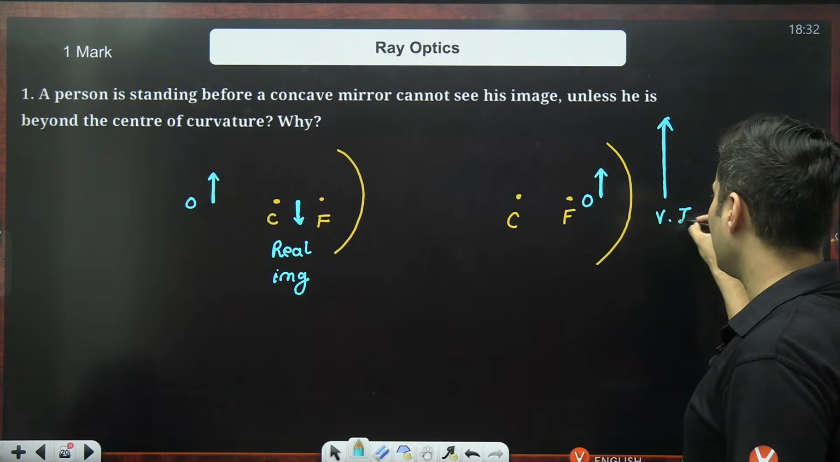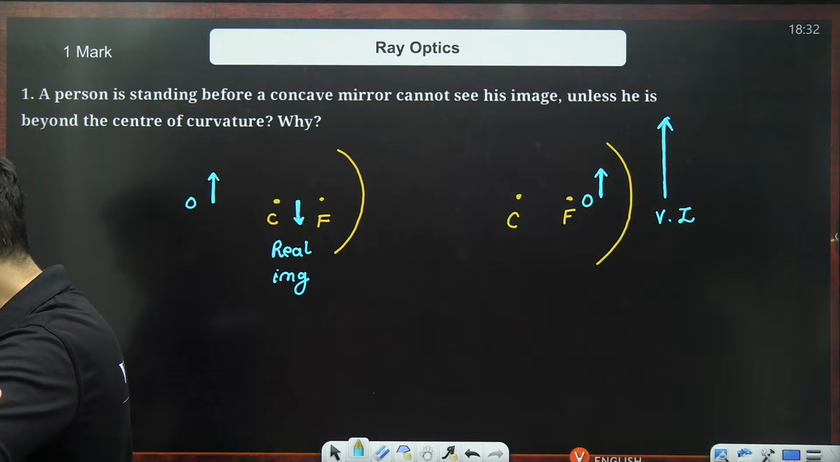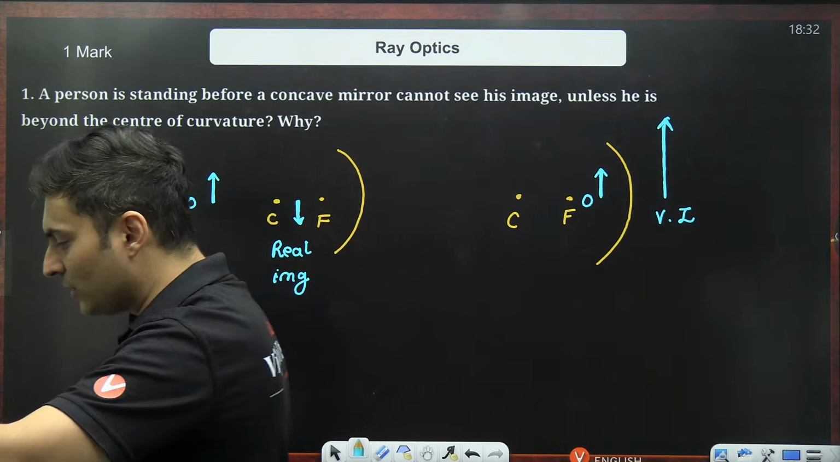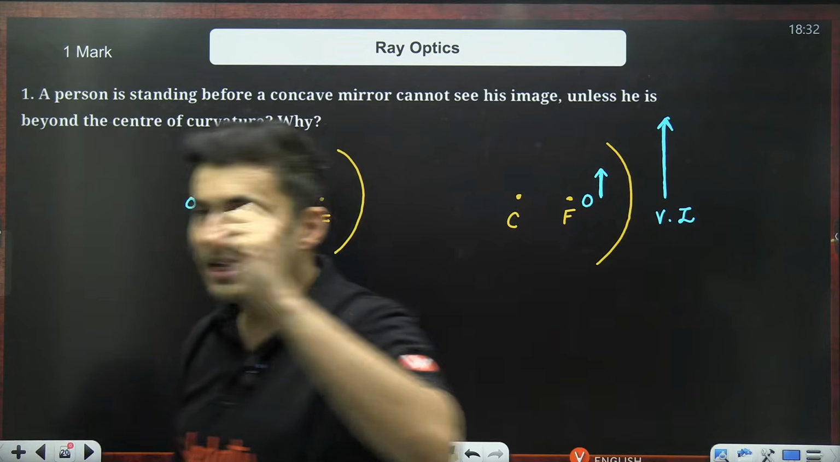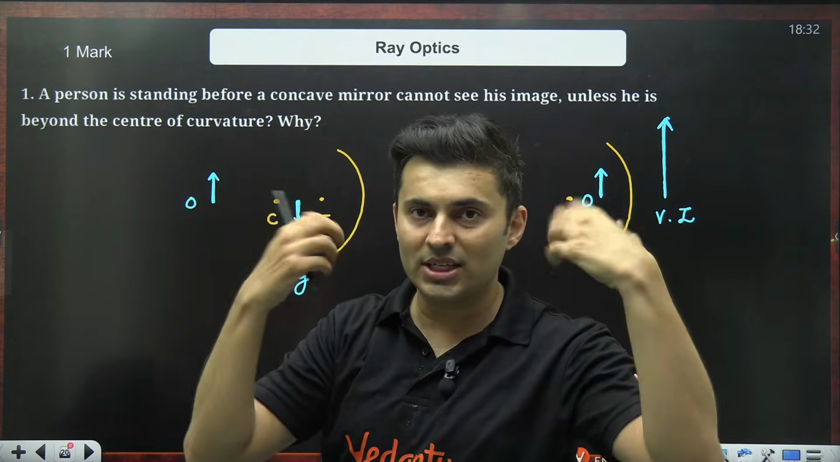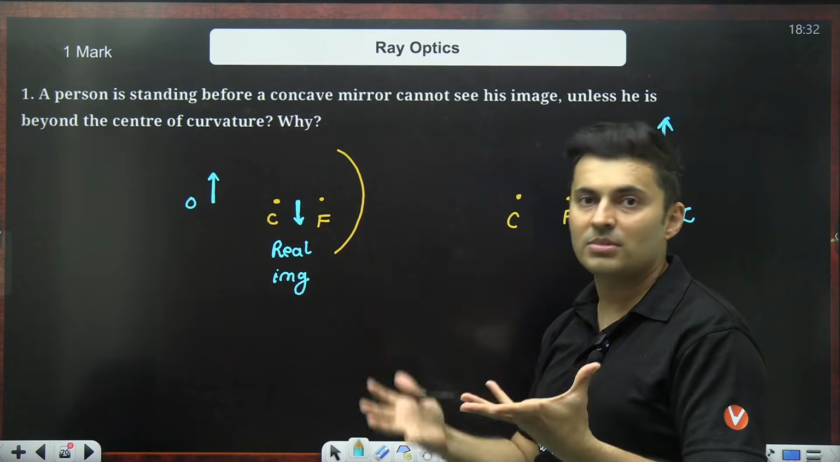This is a virtual image, isn't it? There is a virtual image which is being formed. From this, can you see that whenever a real and inverted image is formed, for that you need a screen, you cannot see it directly. It's seen on a screen, so he cannot see it by himself.